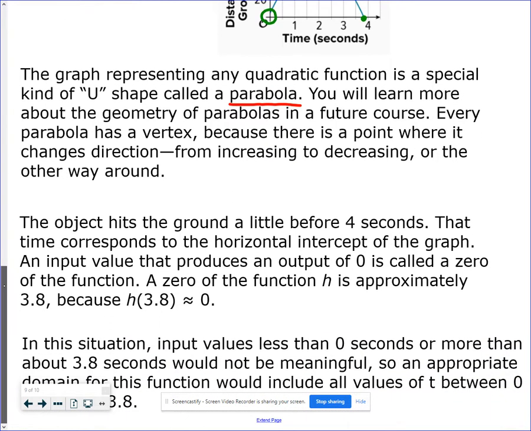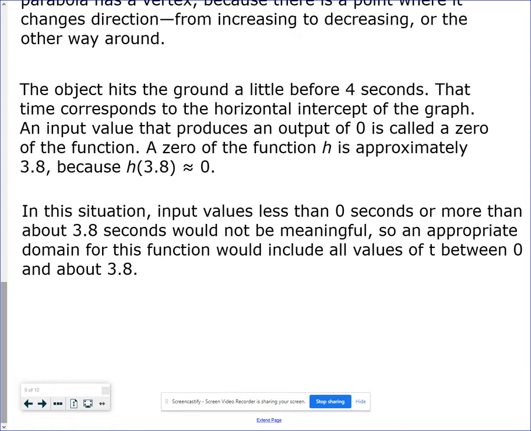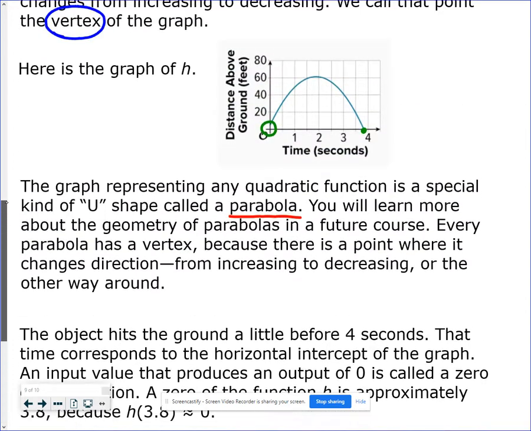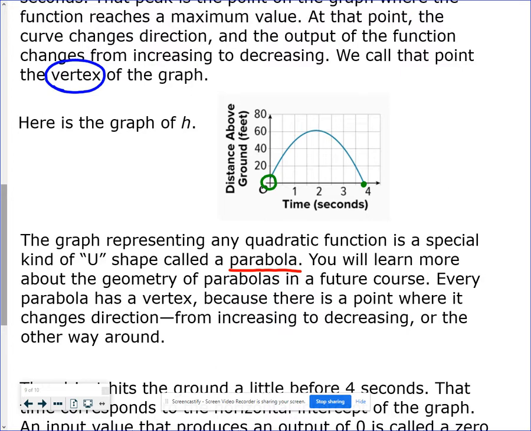So if we are looking at domain numbers for the inputs, for the time that makes sense, we would be looking at time from 0 to a little less than 4 seconds. Usually we're not going to stop a graph at like 3.8 seconds. But after 3.8 seconds, after it hits the ground, it doesn't make sense to have the time going anymore because it's already down to the ground. It's not doing anything else.